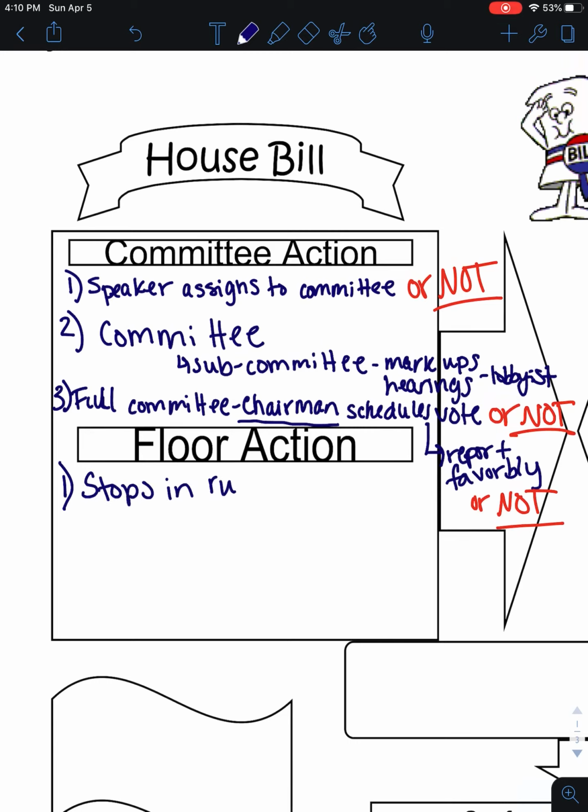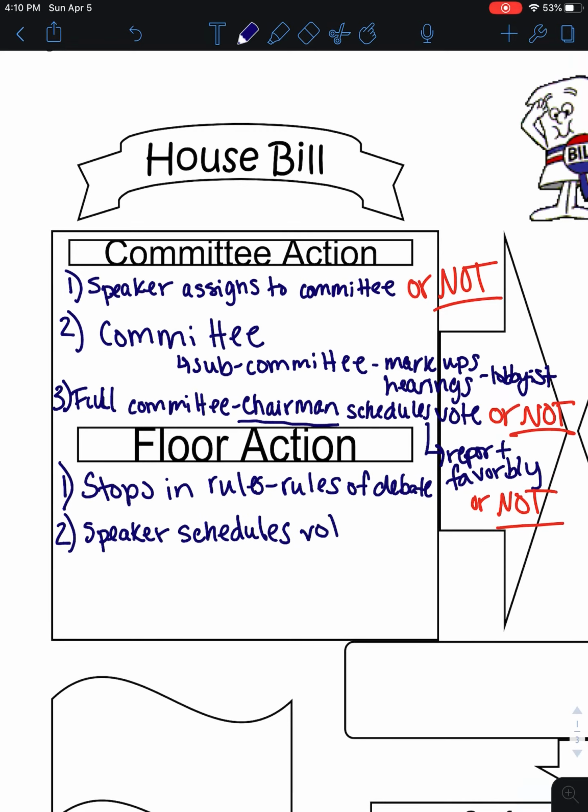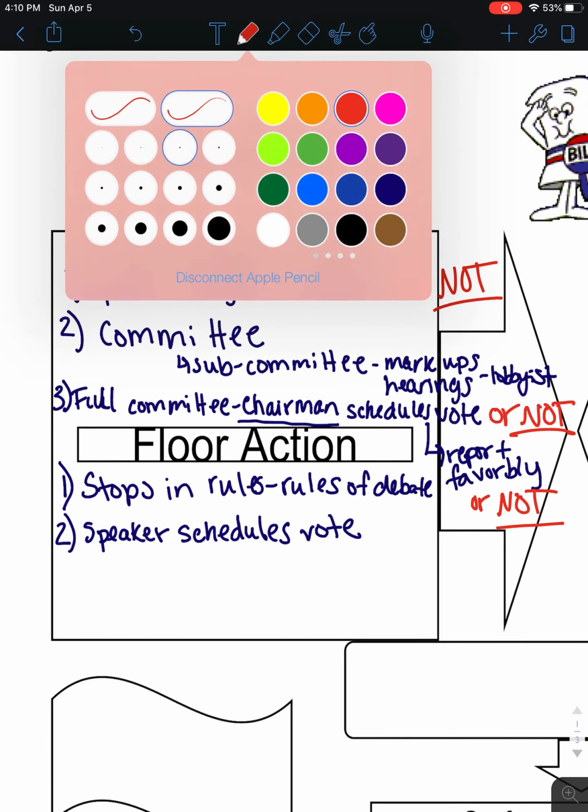Here is where they're going to decide the rules of debate. So who gets to talk on it for how long? Is this a closed or an open bill? Can people make changes? That's where its first stop has to be. After it comes out of the Rules Committee, the Speaker is going to schedule when the House will come together and vote on that bill and discuss it, or not. Again, the Speaker is very powerful.